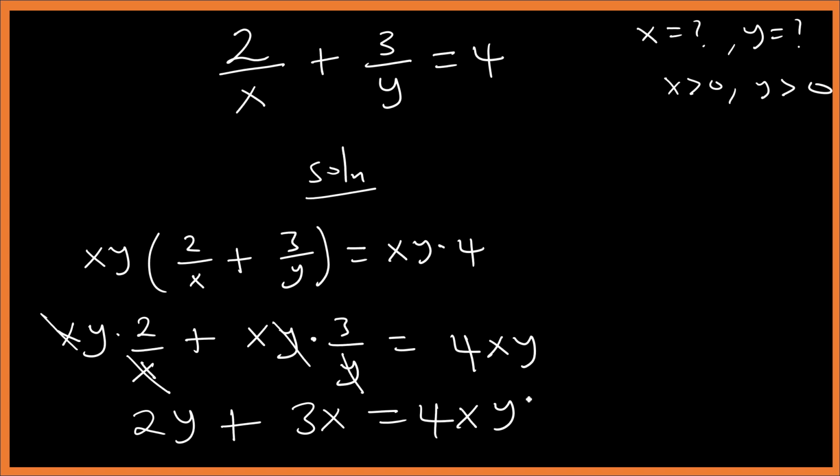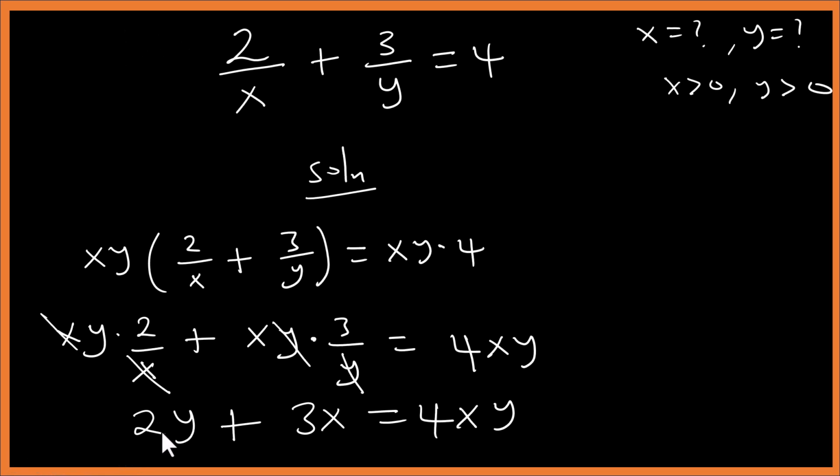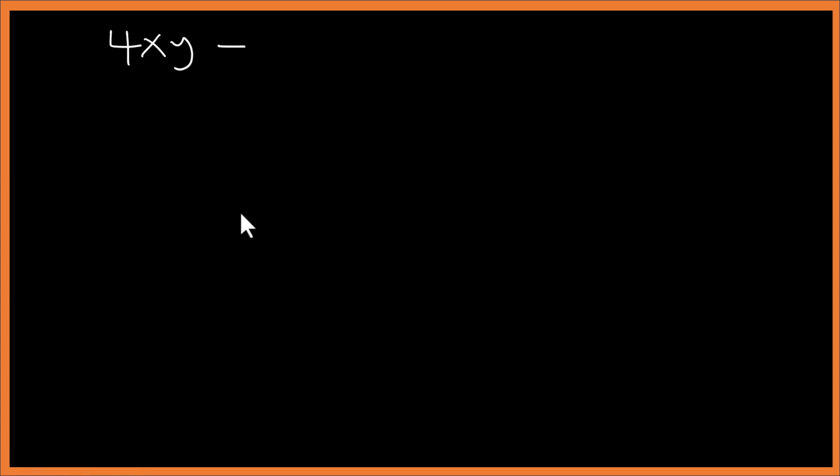Okay, so let's arrange this one by sending everything to the right hand side. So that will be 4xy. So minus, we are sending everything. So let me move the y to y. Okay, so we have minus 2y minus 3x equals 0.